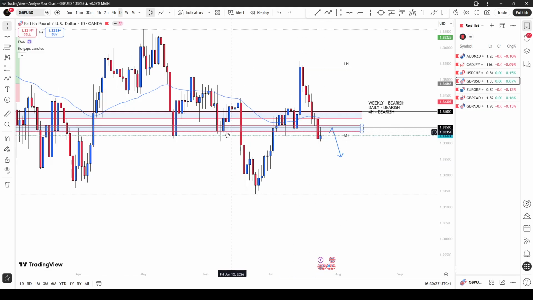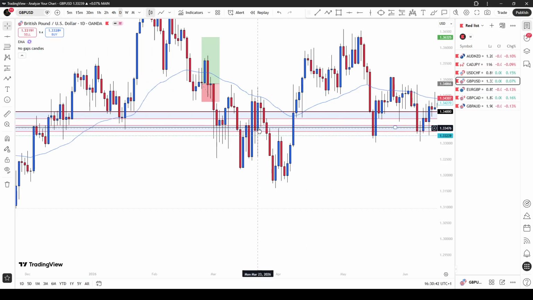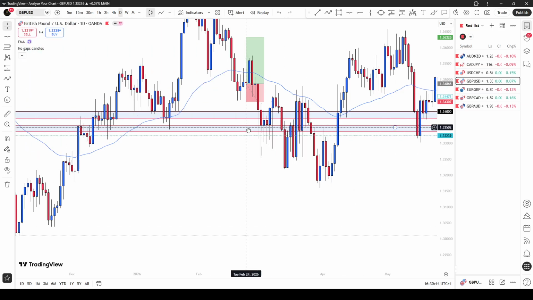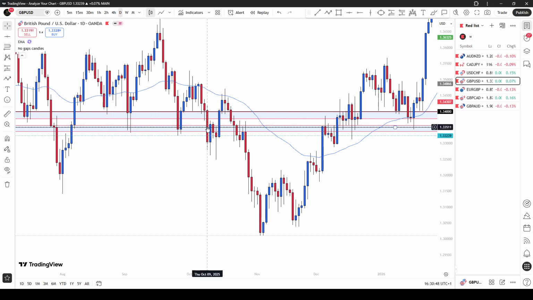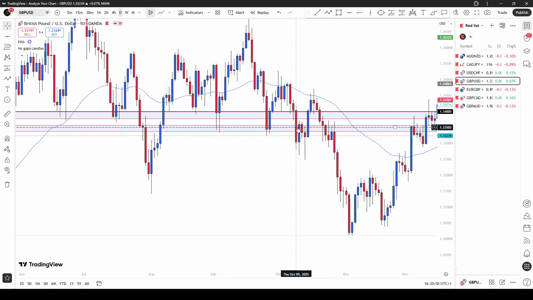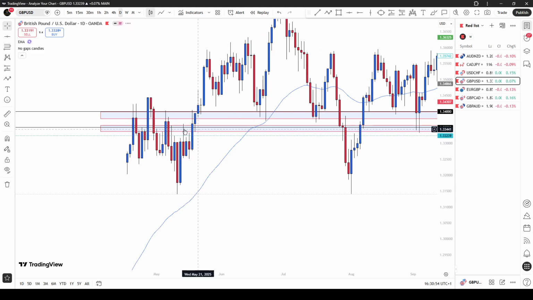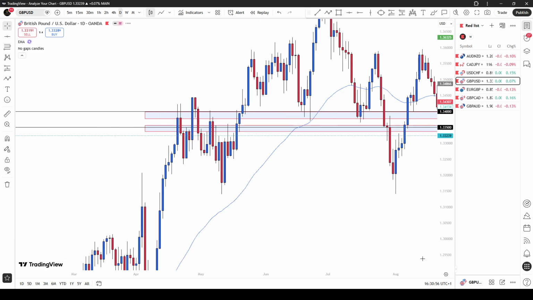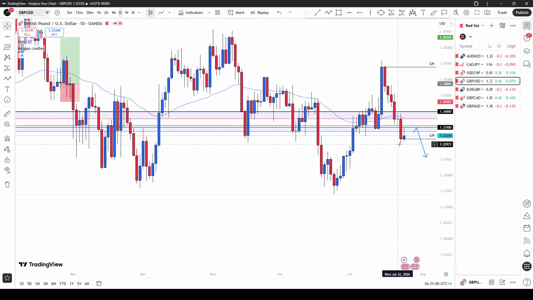You see, whenever we are above here, we use it as support. Whenever we are below, we use it as resistance. Resistance, support. You see the pattern. So right now we are below, so I'm waiting for the retest to sell. Clearly, what it did here was wait for the break, wait for the retest, then sell down.